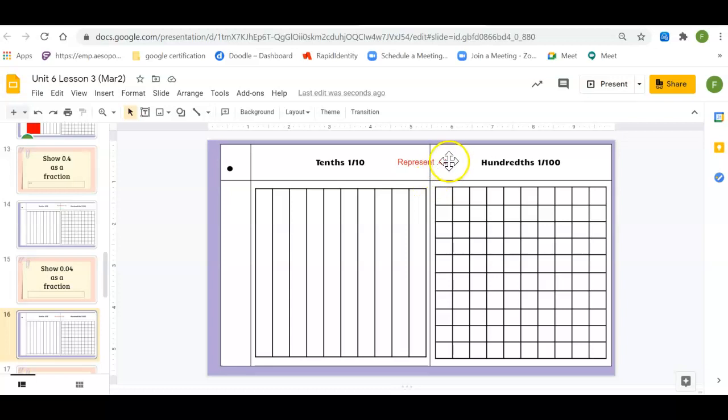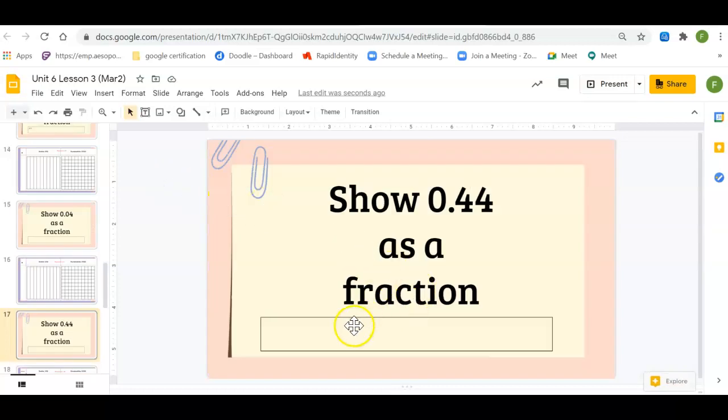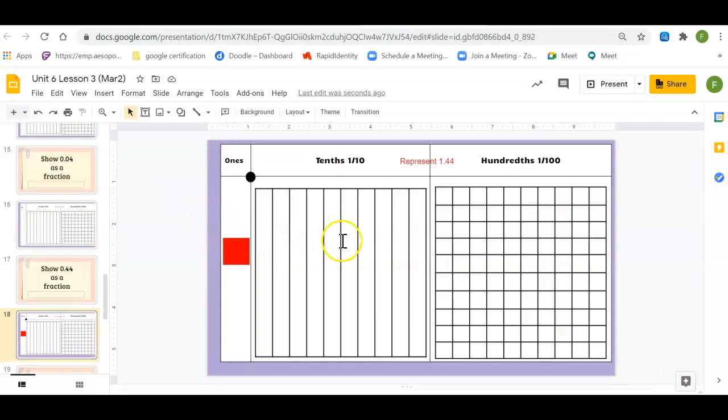This is a different one. You're going to represent 44/100. So that means you have to choose. You're going to use the hundreds grid, or you're going to use the tenths grid. And after you've done that, you're going to show 44/100 as a fraction, and you type it into the text box here.